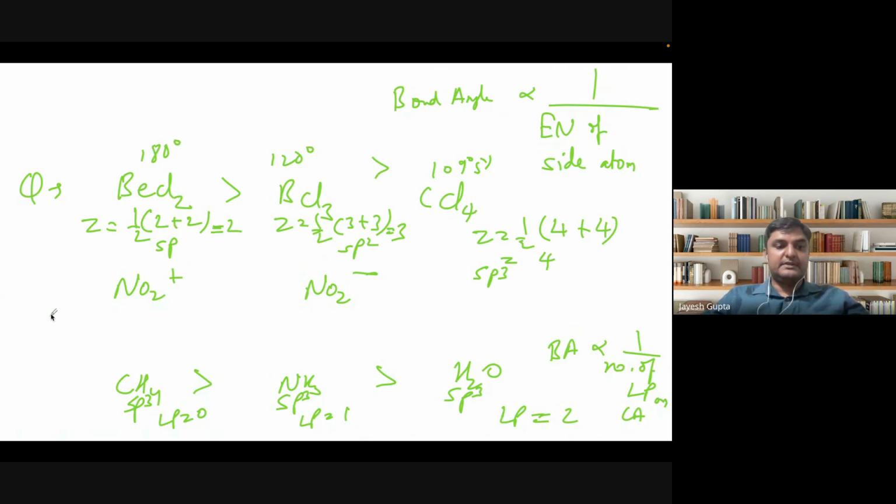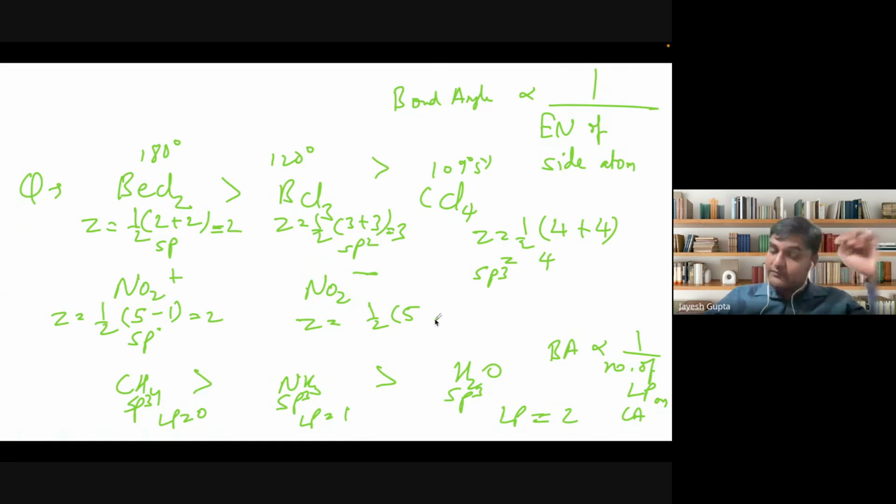Now here you can apply the Z formula. Half. Valence electrons are 5. I've told you if there is a positive charge, you have to subtract it. No side atoms like hydrogen, fluorine, chlorine, bromine. So 4 by 2, you get 2. This will be sp. Here Z is half, valence electrons 5, the negative charge you have to add, so plus 1, no side atom. So you got 3, and 3 means sp2. So sp has a larger bond angle than sp2. That's why NO2 plus has the higher bond angle.